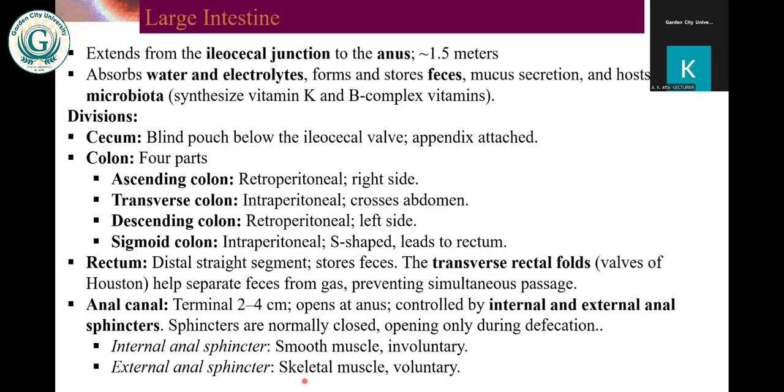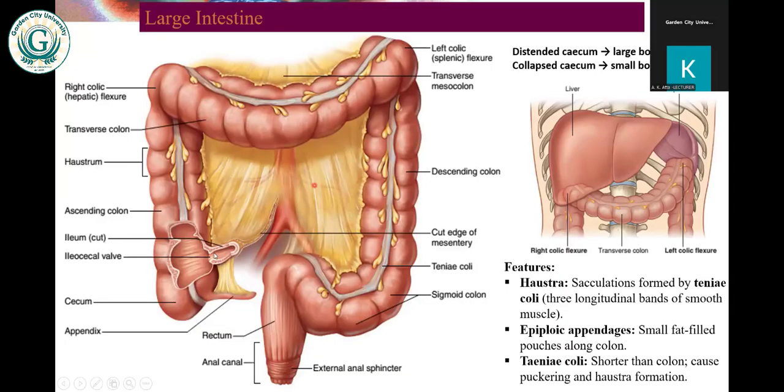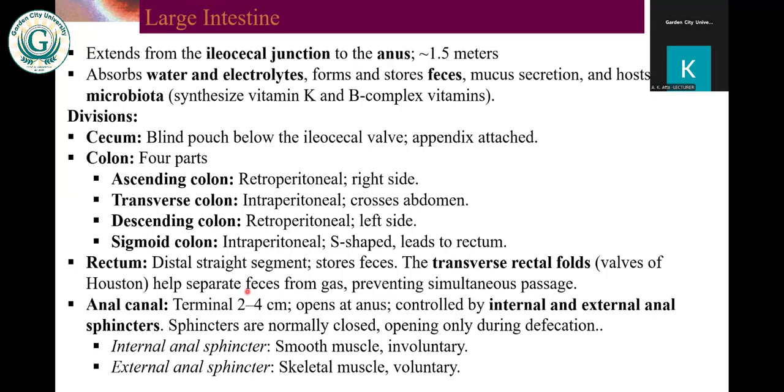Okay. The cecum, being the first part, is a blunt pouch below the ileocecal valve. So this is the ileocecal valve, and the part that is inferior to the ileocecal valve is the cecum. On the posterior aspect of the cecum, we find the appendix.